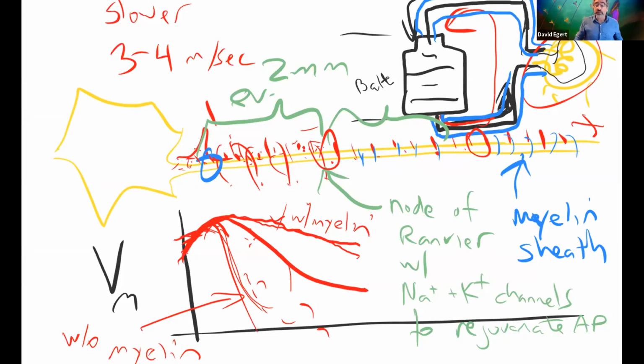What kind of symptoms are you going to get if you have slow or absent signals going down your axons? It's muscle paralysis. Yeah, you're going to have muscle weakness and paralysis on the motor side. What about on the sensory side? Diminished or no sensory. Yeah, at all.